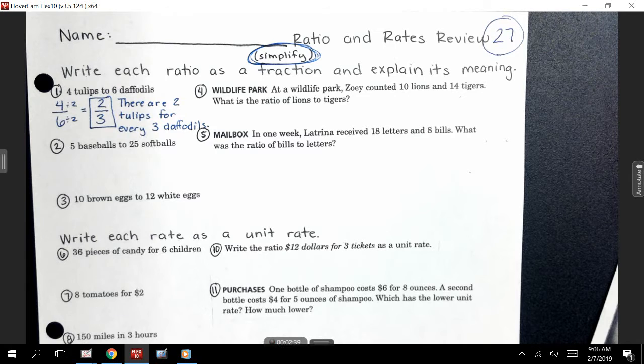Sound familiar? It's what we did on Monday. Now every one of these problems, guys, is going to be there are blah blah blah blah for every blah blah blah blah. Every single problem. Write your fraction, simplify it, write your explanation. There are whatever the first thing is for every whatever the second thing is. All right, Dylan.